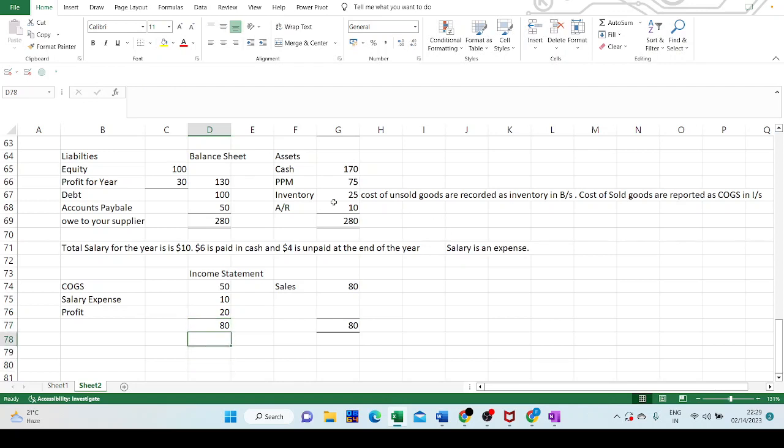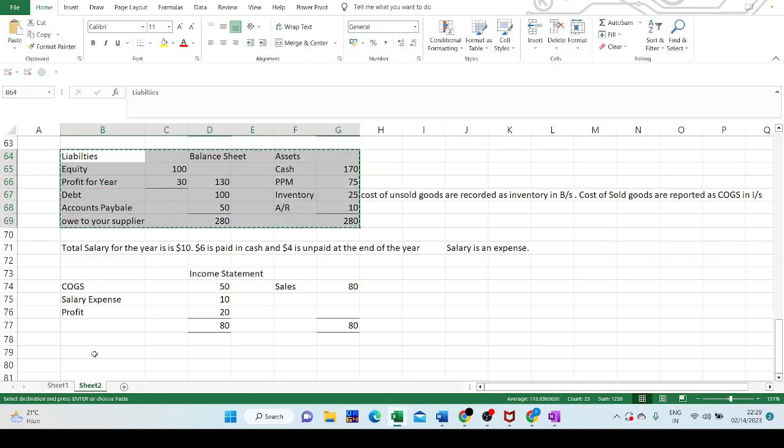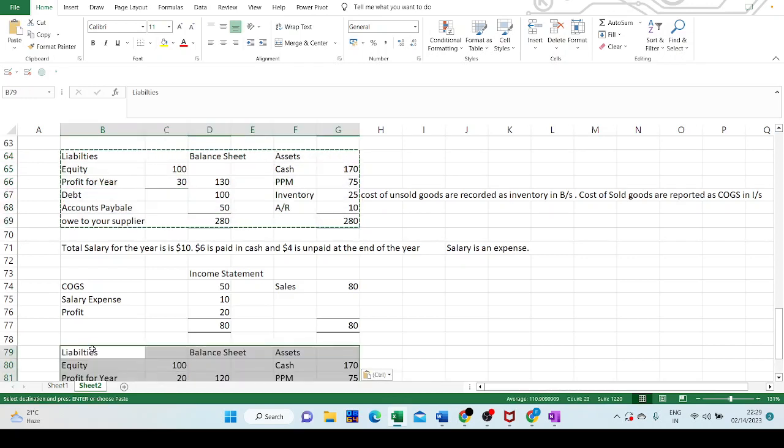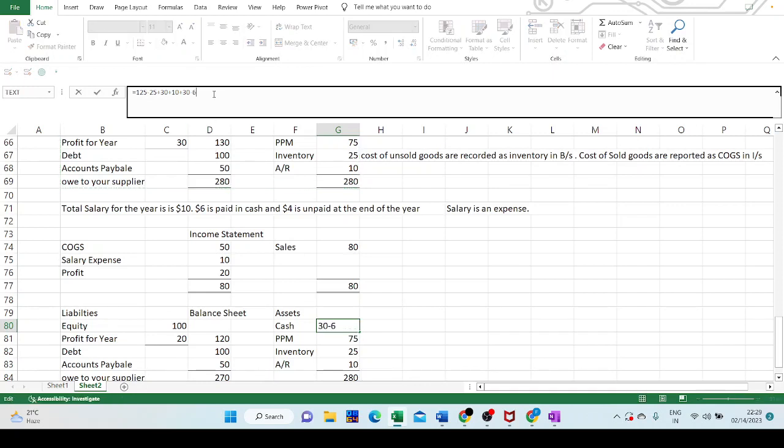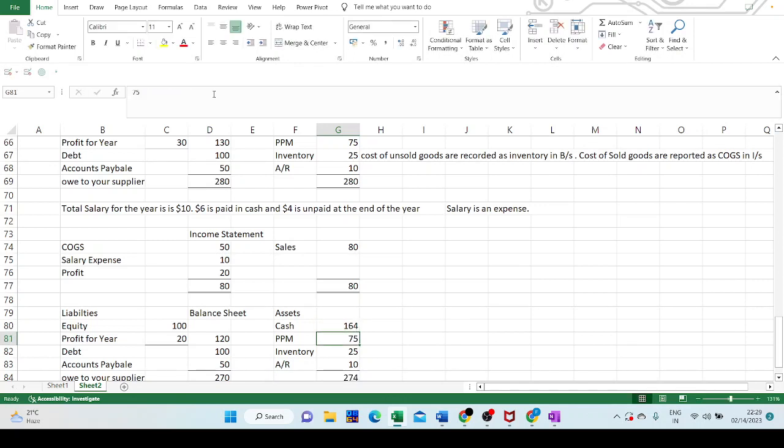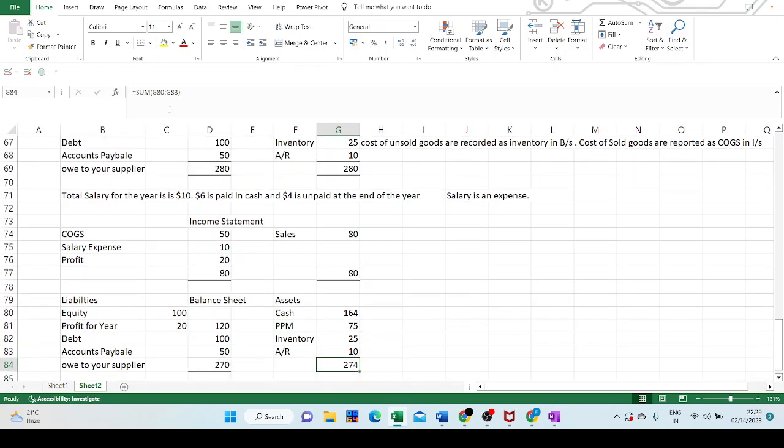Okay, and let's look at how the balance sheet will look. Guys, cash would reduce by the amount of salaries paid in cash, right? So we paid 6 of salary in cash, so cash would reduce by that amount. PPE remains unaffected, inventory remains unaffected, accounts receivable also remains unaffected.